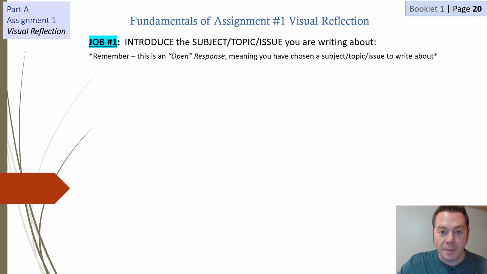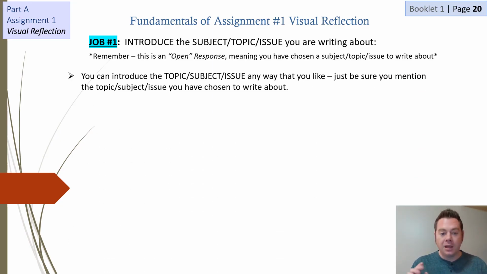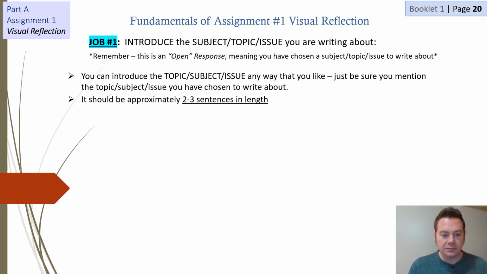So, job 1, you're going to introduce the subject, topic, issue you're writing about. So again, I'm going to just reinforce the idea that this is an open response, so you have to choose which subject, topic, or issue you're going to be writing about. You can introduce the topic, subject, issue in any way that you like. Just be sure that you mention what it is that you're going to be writing about. It should be approximately 2 to 3 sentences in length.